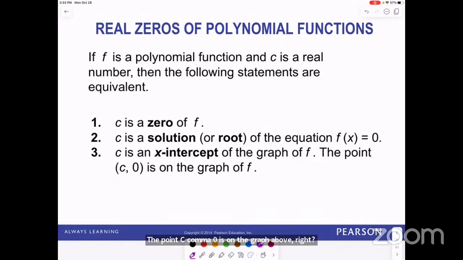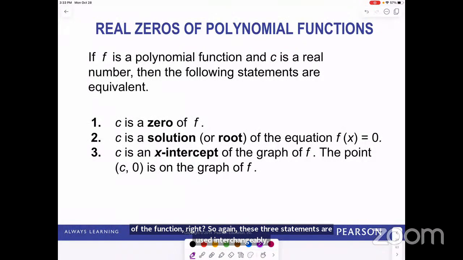So these three statements can be used interchangeably. Whenever you hear us say x-intercept, that's the same as c being a solution or root of the equation f of x equals 0, which is the same as c being a zero of the function, right? So again, these three statements are used interchangeably. Okay, it's 3:33. Nice.